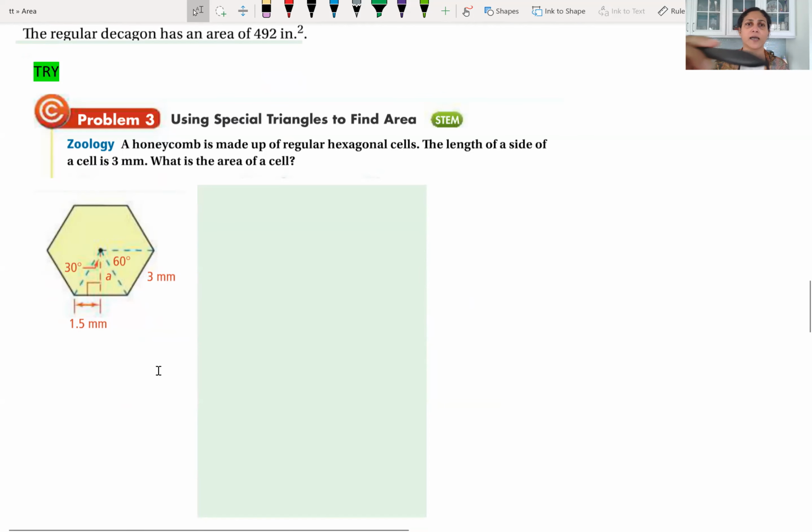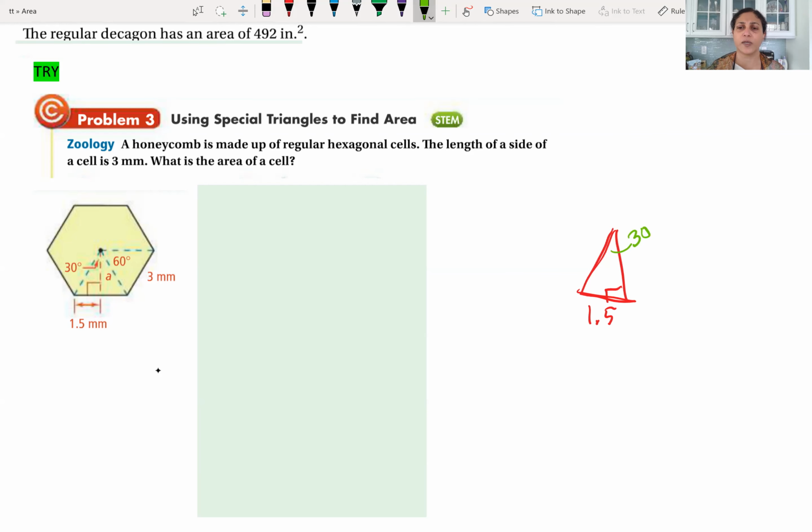So in the little triangle that we have inside, this is 1.5. And we know that 360 divided by 6 is going to give us 60. So the little angle here is 30. So basically, this is a 30-60 triangle. And you're going to use that information to find the apothem.